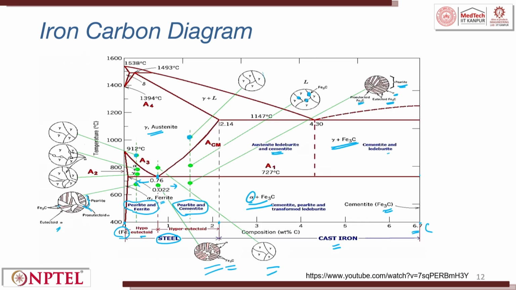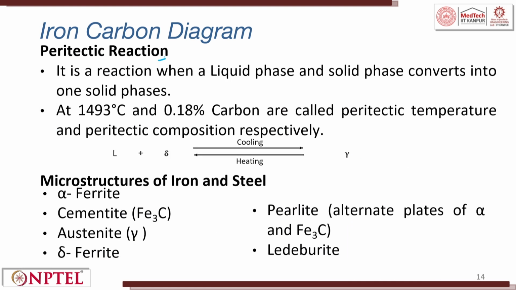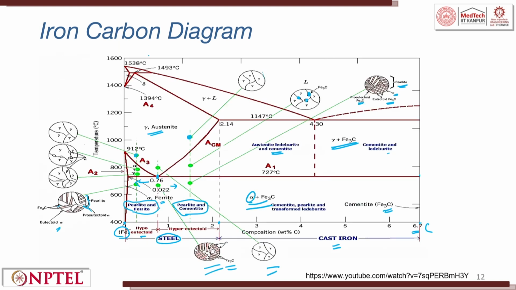So eutectic and eutectoid can be clearly seen from this phase diagram. There is peritectic also formed in this diagram. It is a reaction when a liquid phase and a solid phase convert into one solid. So liquid plus solid converts into one solid. It is called the peritectic reaction. In this diagram, you can see eutectic and peritectic.